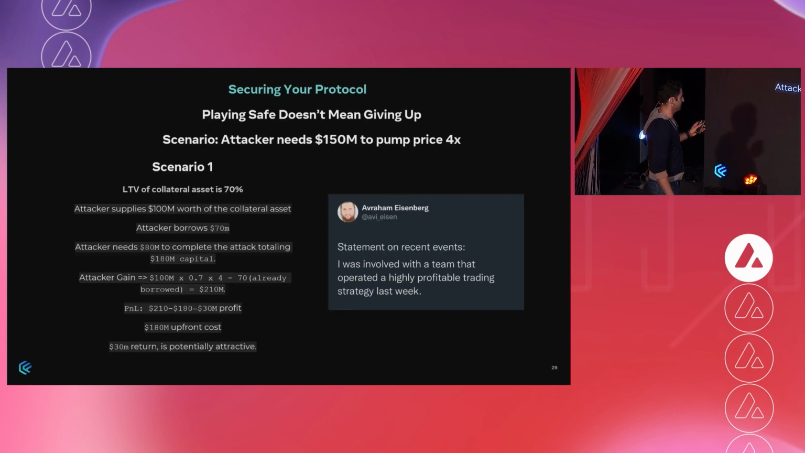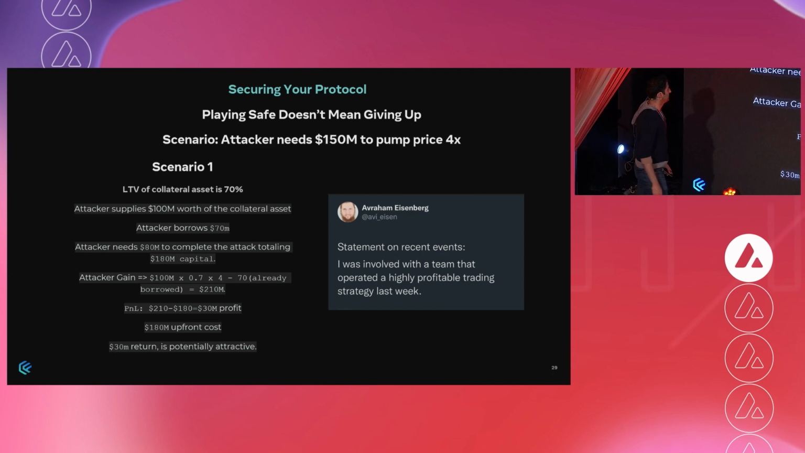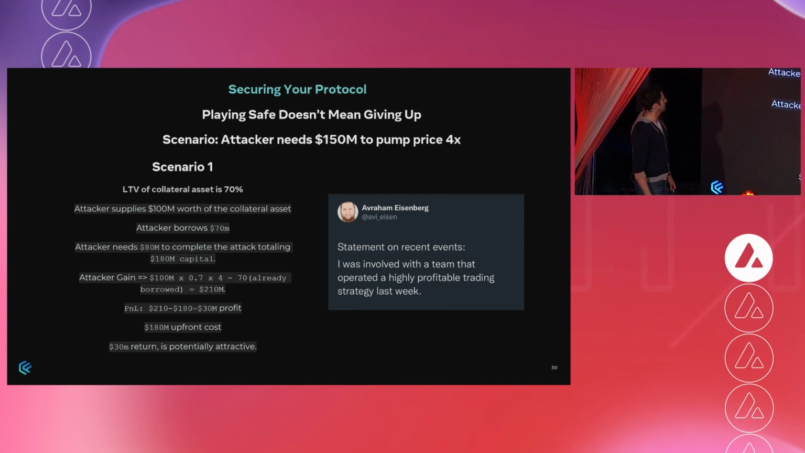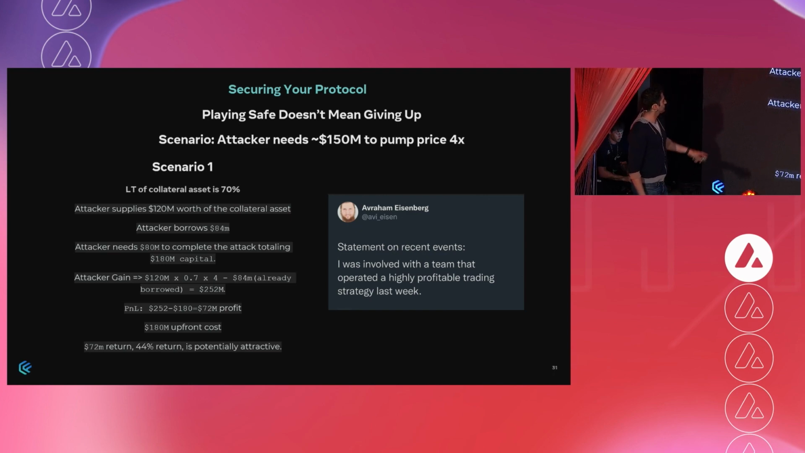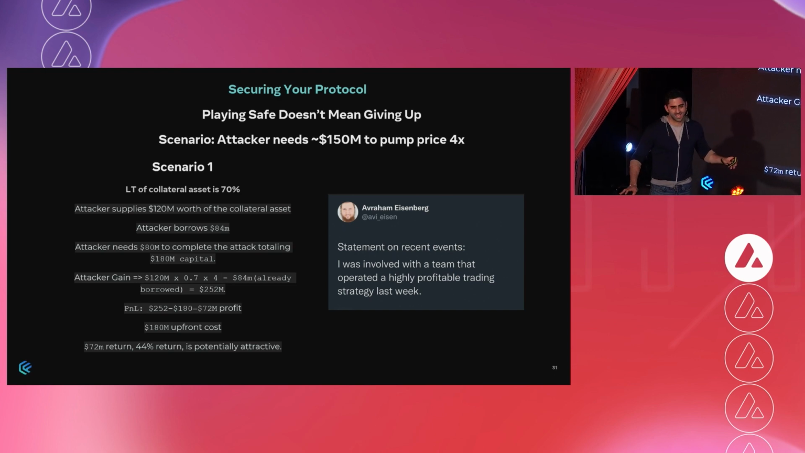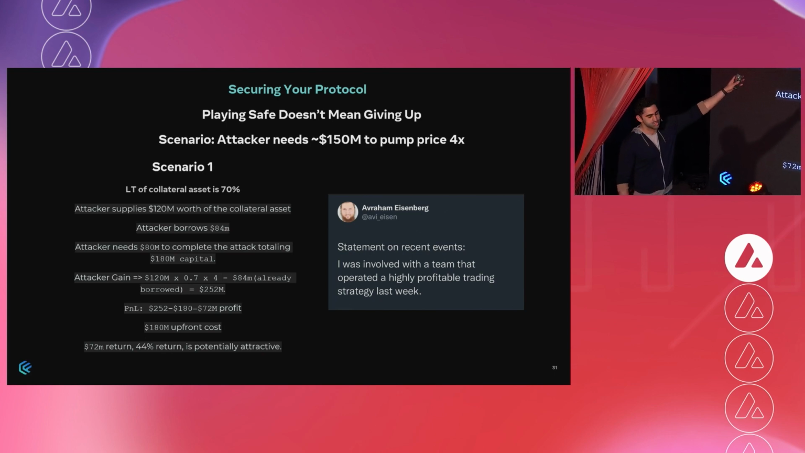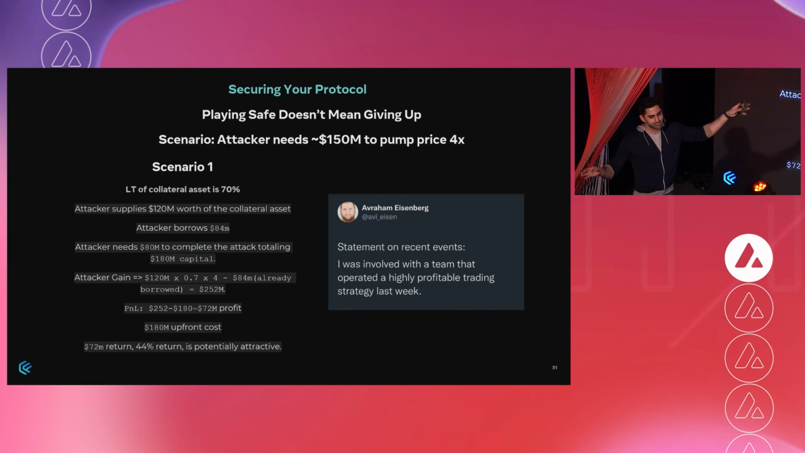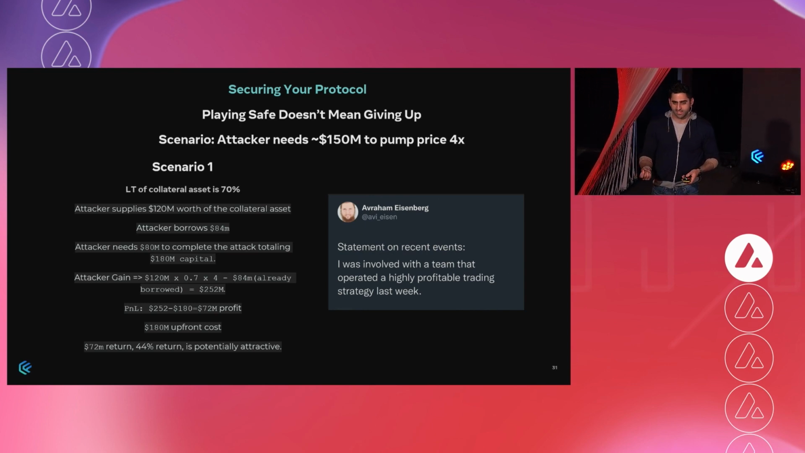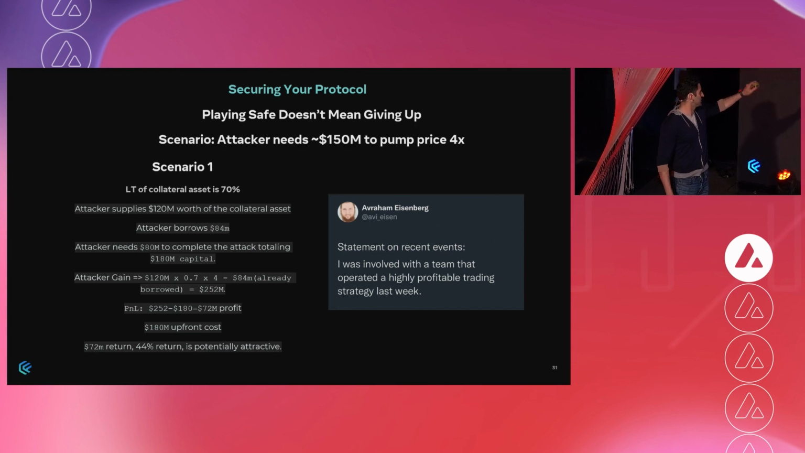So let's look at an example here. Let's say that we are a lending protocol that has asset A. Asset A has a liquidation threshold of 70%, and the price manipulation costs 150 million. Now let's see the breakdown and the delineation between the costs of the pump and calculating the attack vector via the protocol. So here, we're going to assume that it's a lending protocol. Asset A has a liquidation threshold of 70%.